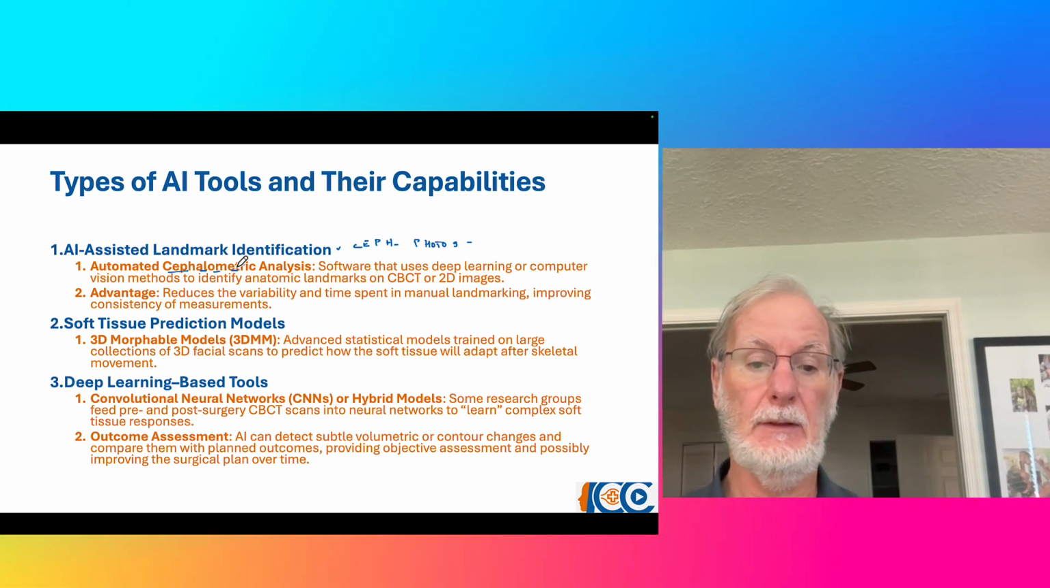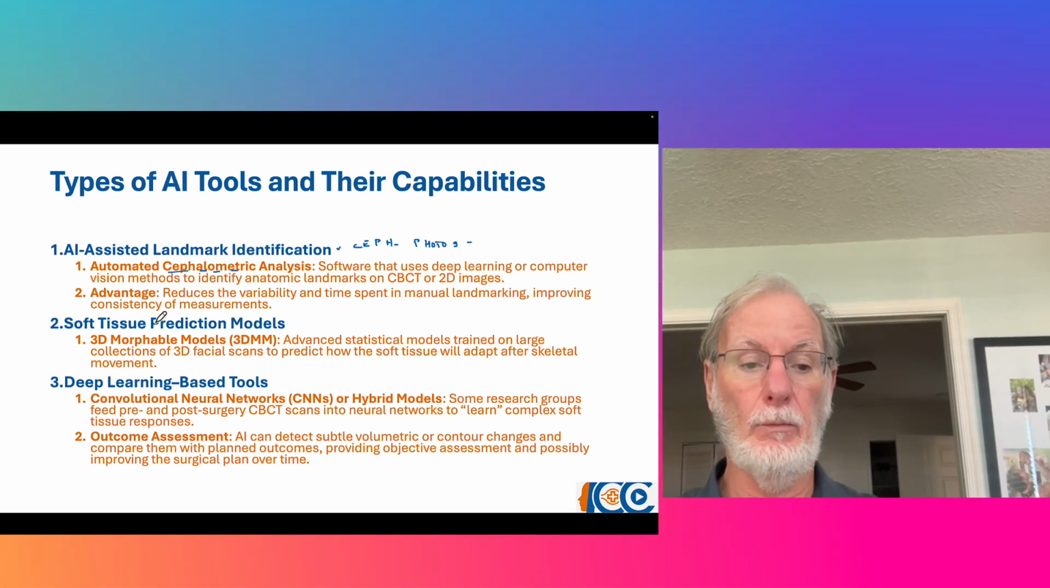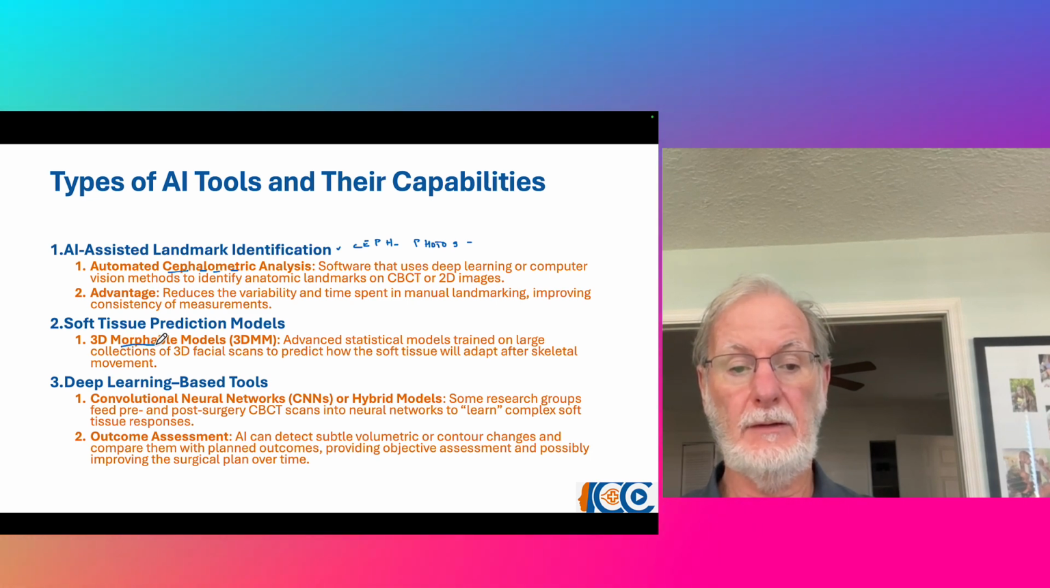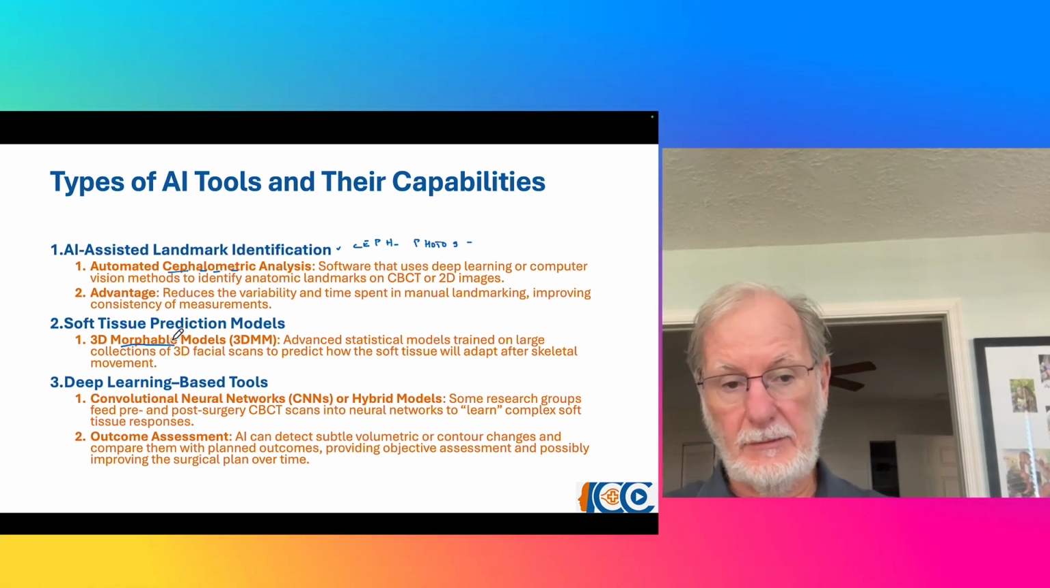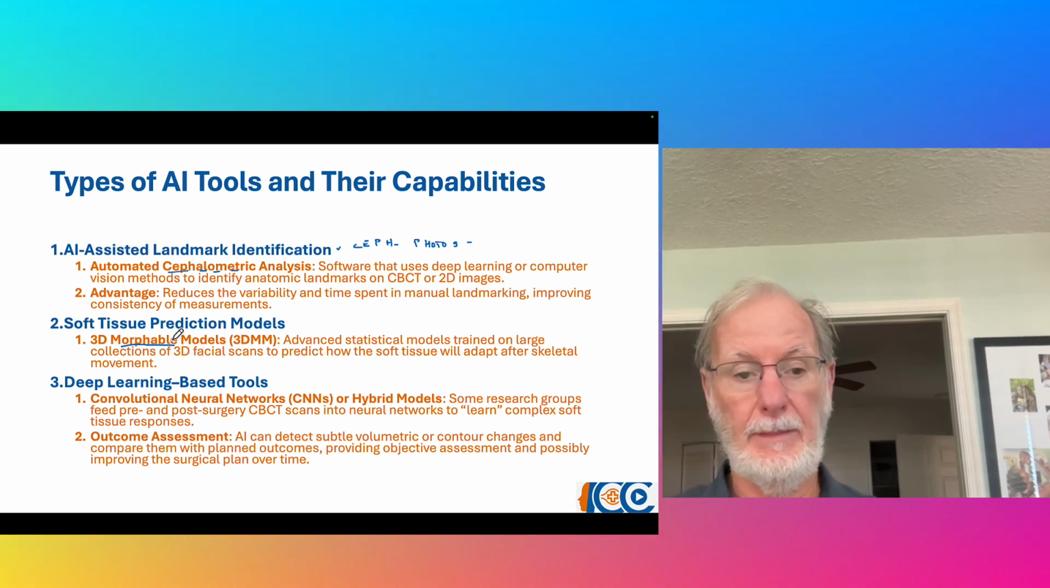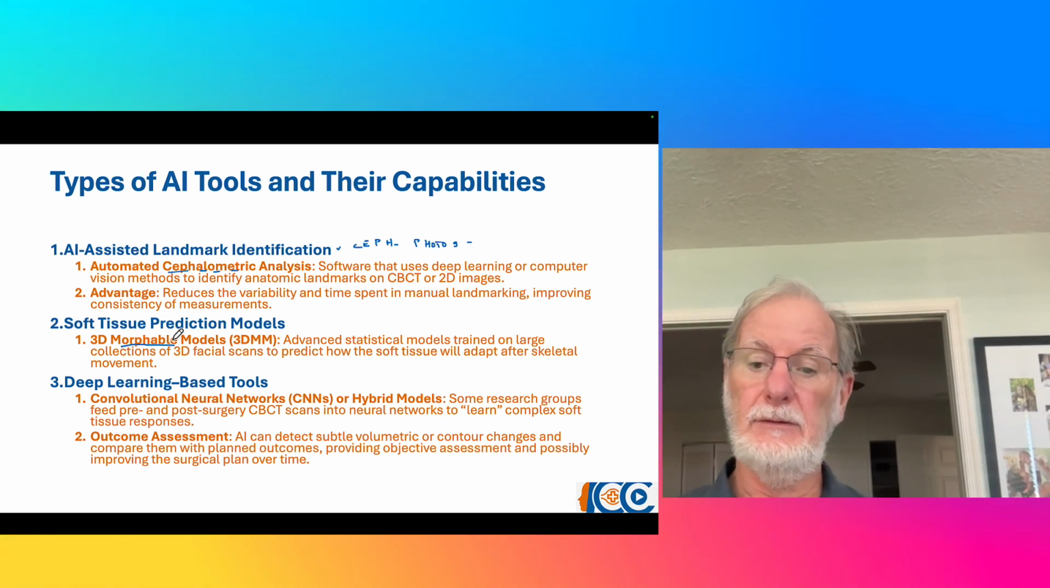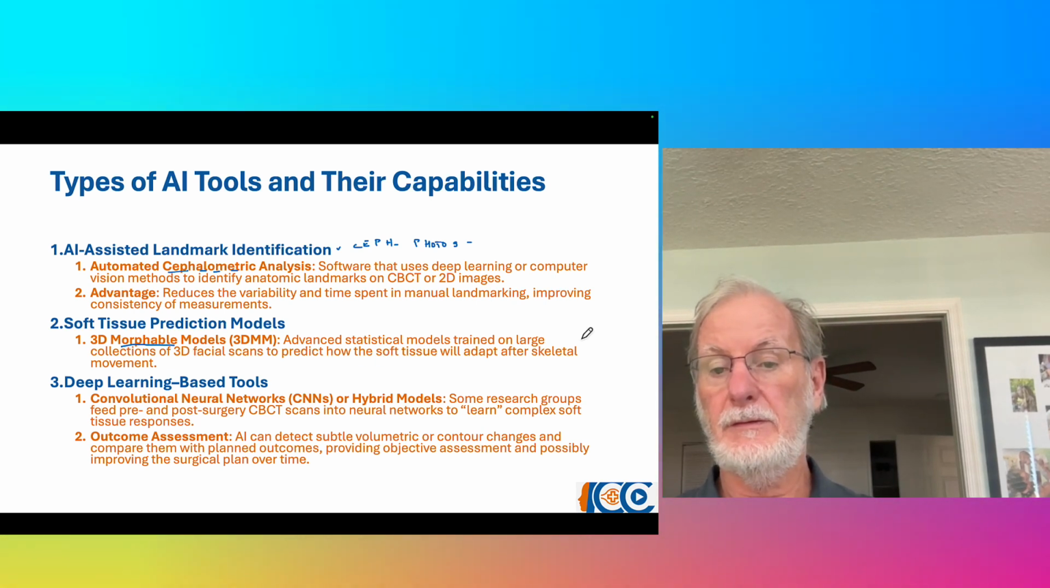This one is morphable models, which is different again. It's called morphometrics. This is statistics. So basically, again, you take STLs and you do statistical models, and you have a large collection of faces.